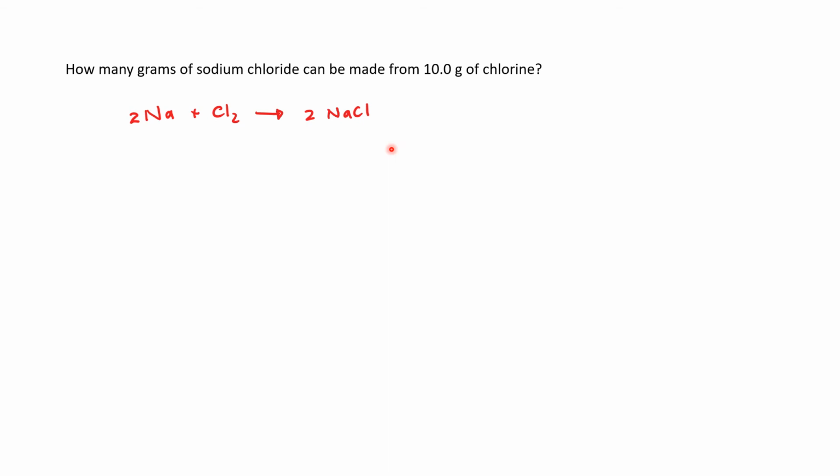First, we have to write a balanced equation. Sodium plus chlorine produce sodium chloride. 2 sodium, 2 sodium, 2 chlorines, 2 chlorines. The equation is balanced. When you balance the equation, you see a numerical relationship between reactants and products. When we count this relationship in moles, we call it stoichiometry, and these numbers are called stoichiometric coefficients. This means 2 moles of sodium reacts with 1 mole of chlorine and produce 2 moles of sodium chloride.